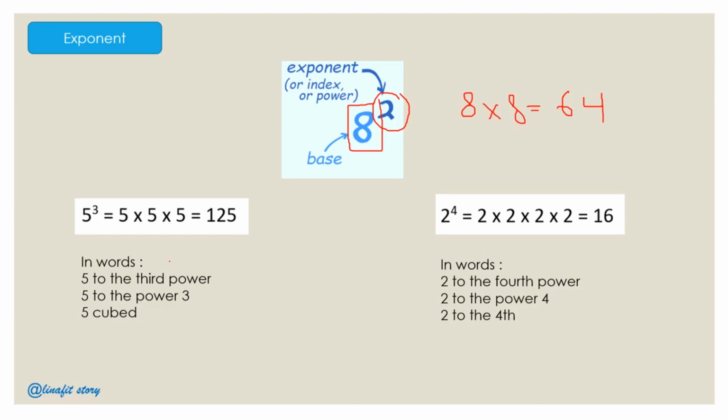Some more example. This is 5 cubed. 5 times 5 times 5 equals 125.